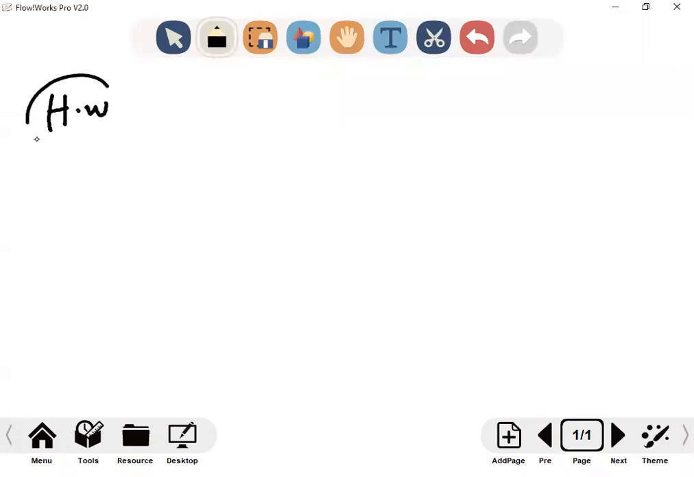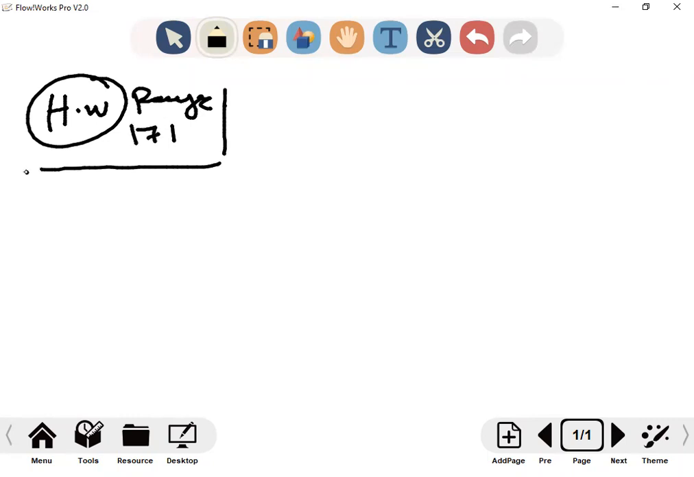Homework page 171. Which questions do we select? 9. Let him finish, then Naeem speaks. Naeem: x equals 3/2 and x equals -1.